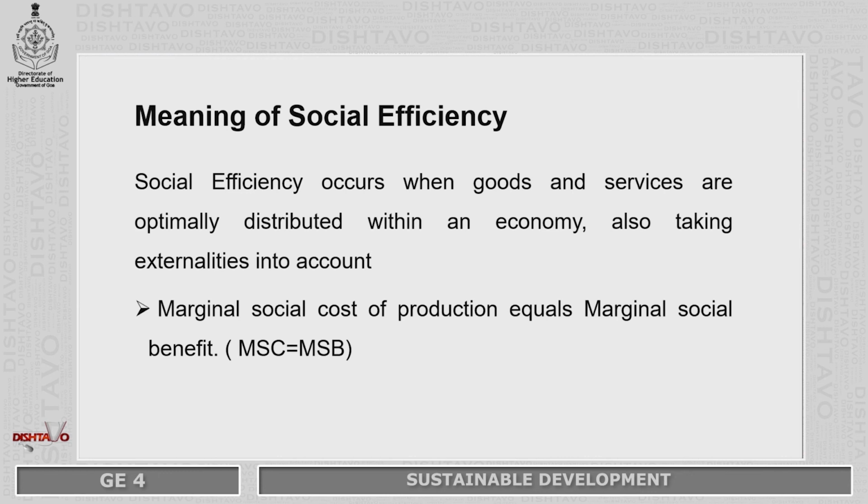Now, we have learnt about economic efficiency. Next, we move on to the meaning of social efficiency. Social efficiency occurs when goods and services are optimally distributed within an economy, also taking externalities into account. Here, marginal social cost is equal to marginal social benefit. Only then can we say we have attained social efficiency.